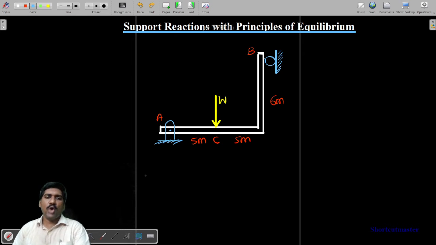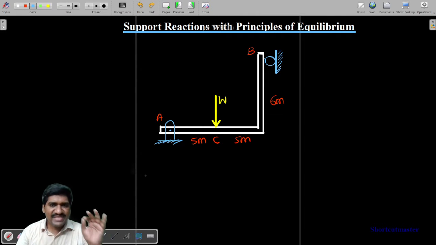So, today we have a problem. In this problem, we have to calculate the support reactions. Generally, we can calculate the support reactions by using equations of equilibrium. That is the general method, or the first method.